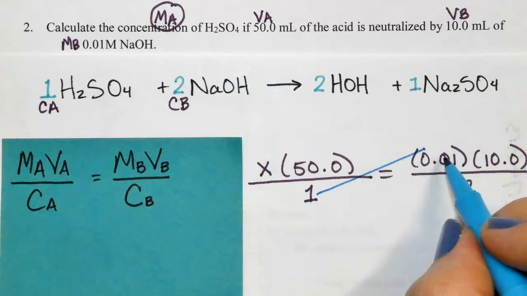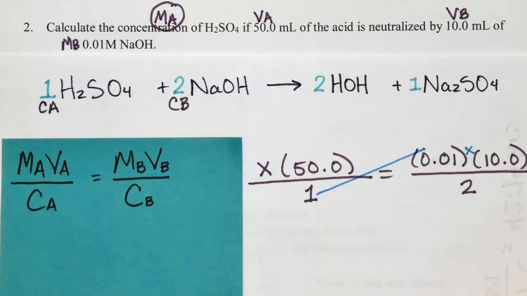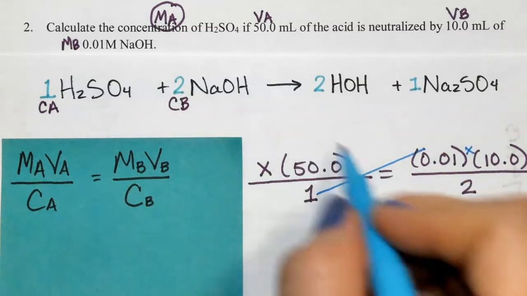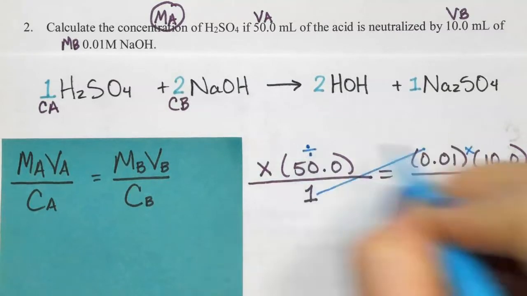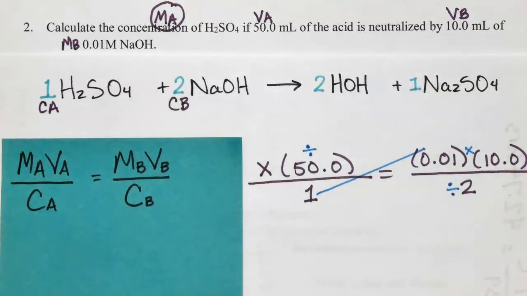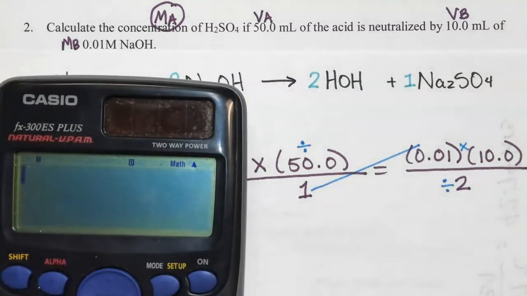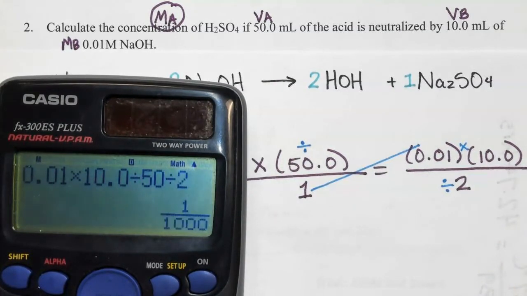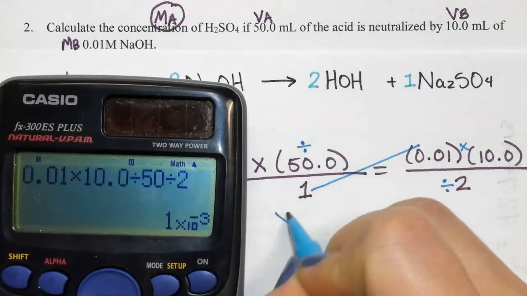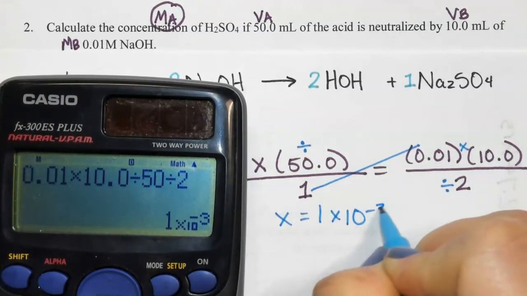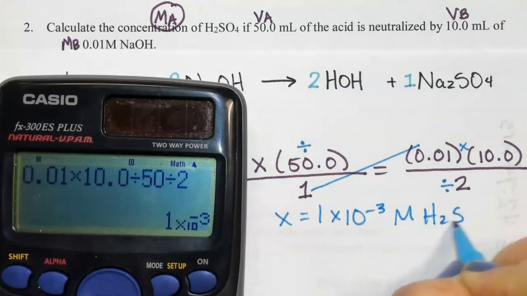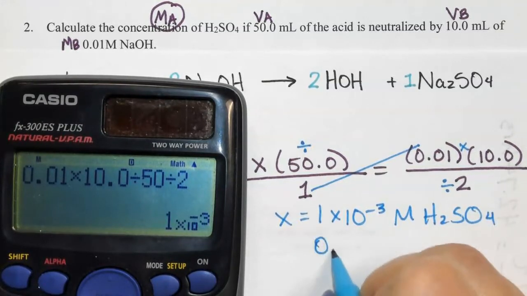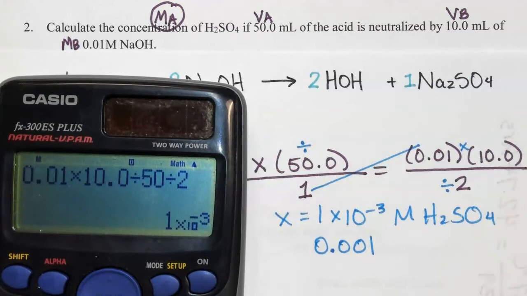It's going to go 1 times 0.01 times 10.0. Then these are across with the X, so I'm going to divide by the 50, divide by the 2. And so when we calculate this, we're going to get 0.01 times 10.0 divided by 50 divided by 2. And you get 1 times 10 to the negative 3. That's the molarity of our acid. This is the same as 0.001.